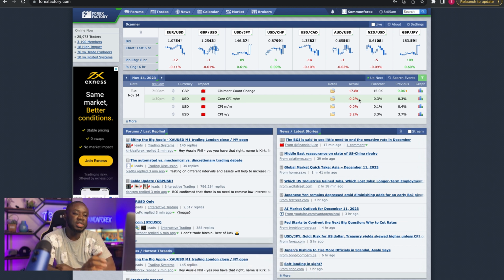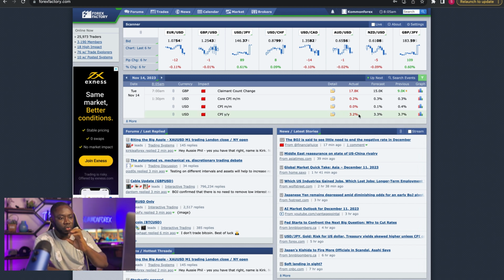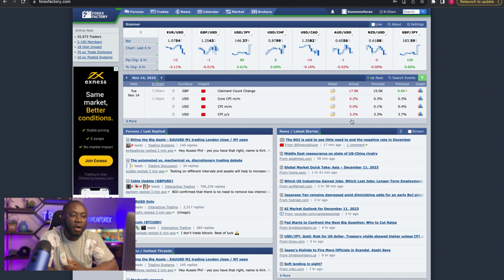And then one very important thing I want you guys to understand is that the best time to take advantage of fundamental news is when all the three is the same color. It means that core CPI, CPI month to month, and CPI year on year, the best time you want to trade them because you know the direction is going to be solid is when they are all of the same color. It means that when they are all weak or when they are all strong.